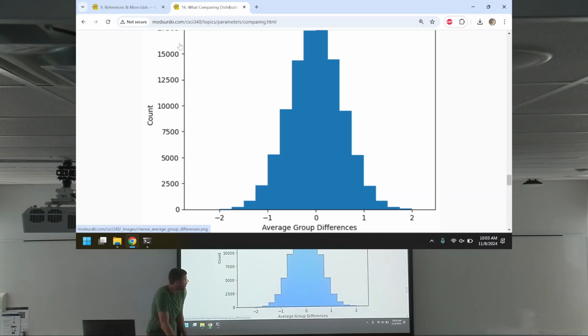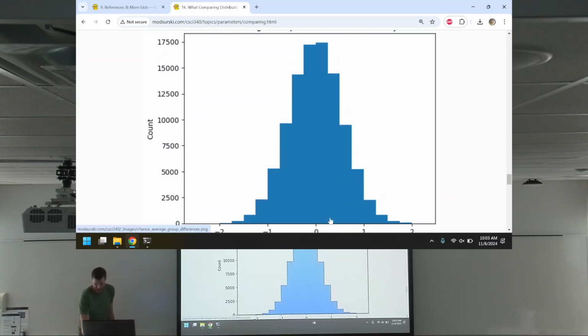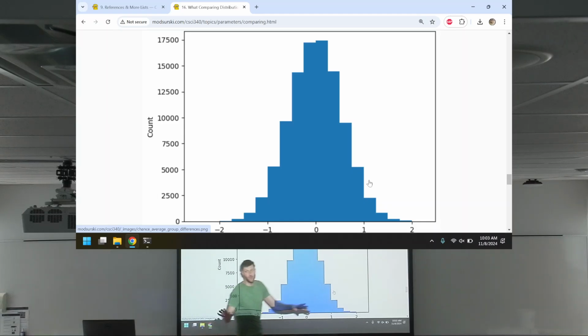So, when you look at that, it really looks like the majority of the time, the average recovery time of the two was close to zero. The average difference in recovery time was close to zero. Meaning, the drug really... I look at this and immediately go, oh, okay, and this makes perfect sense. The drug makes no difference.